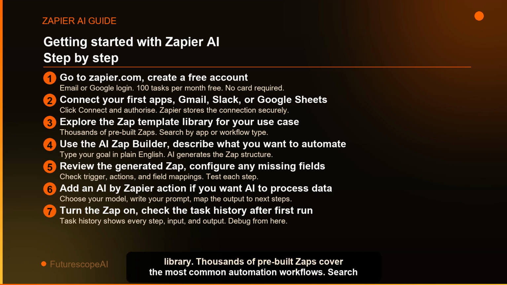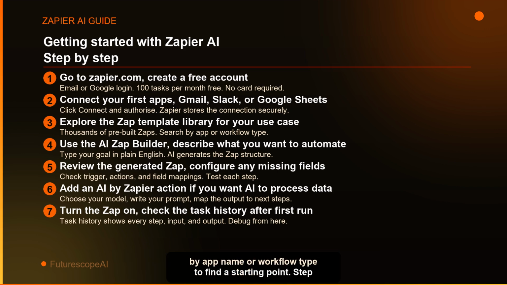Step 3. Explore the template library. Thousands of pre-built Zaps cover the most common automation workflows. Search by app name or workflow type to find a starting point. Step 4. Use the AI Zap Builder. Type what you want to automate in plain English and the AI generates the Zap structure for you.